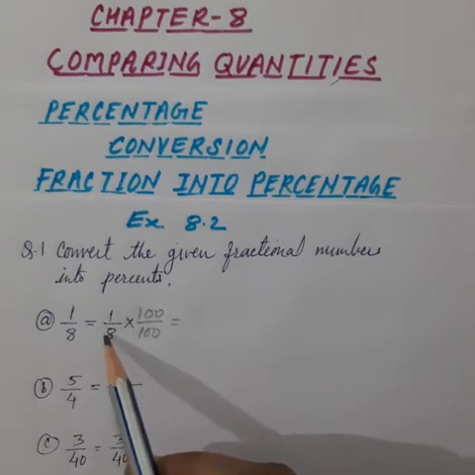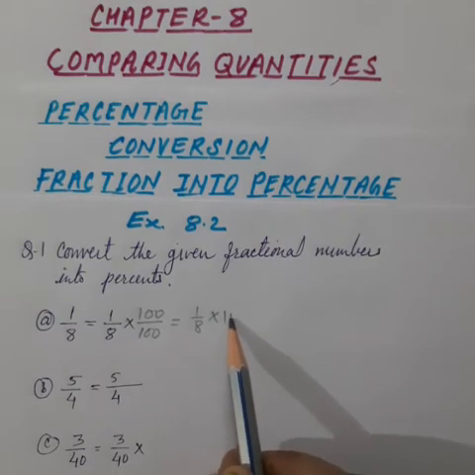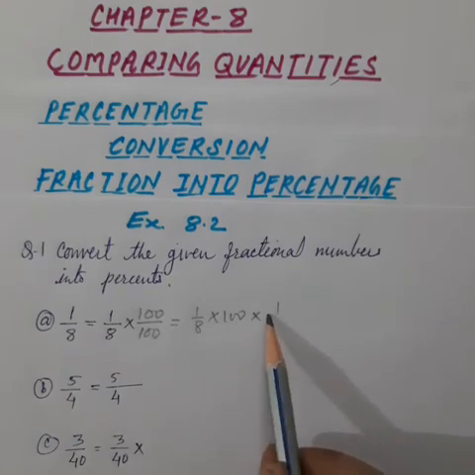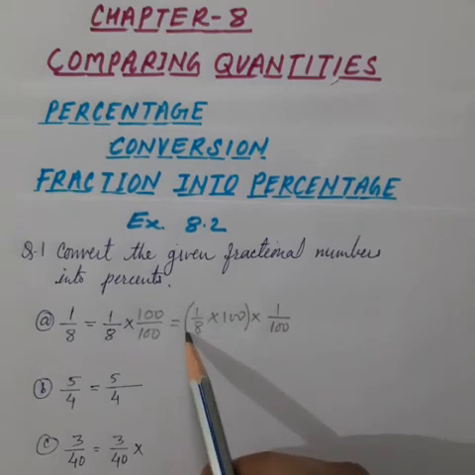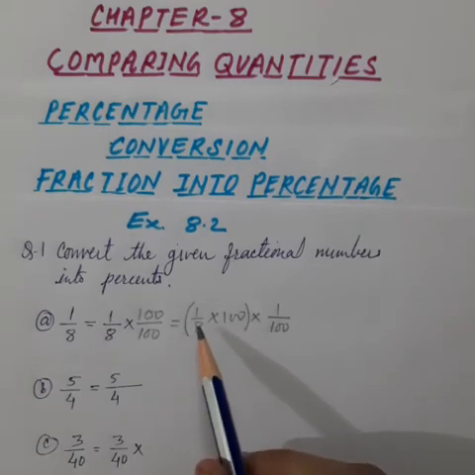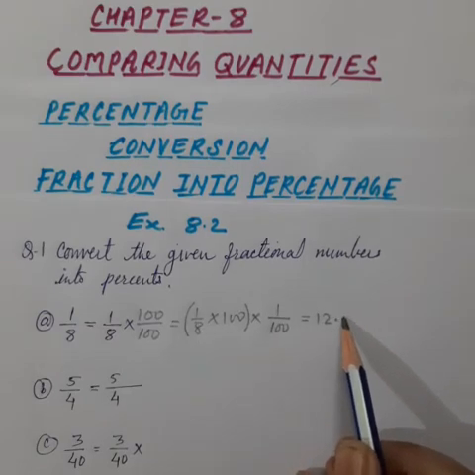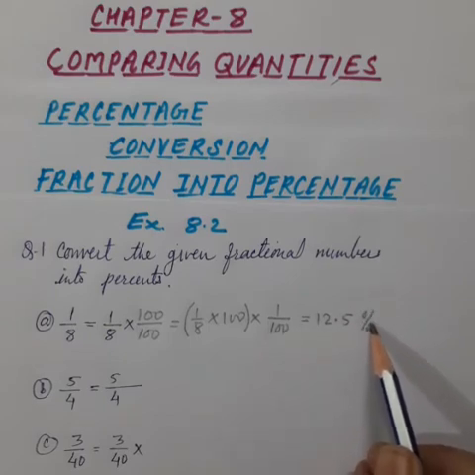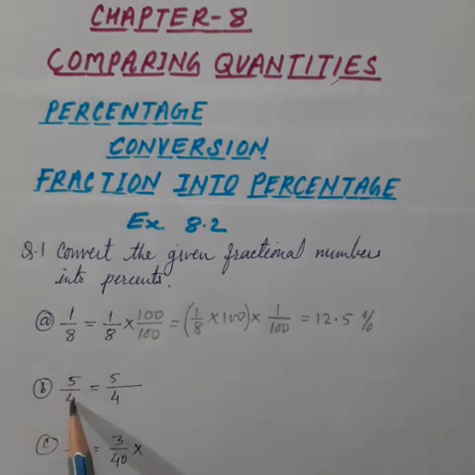And now 1 by 8 into this 100 in the numerator. And for this 100 in the denominator, write it separately, 1 by 100. Now find out the value of this part. 100 divided by 8, we get here 12.5. And for this 1 by 100, write percent sign. So 1 by 8 means 12.5%.